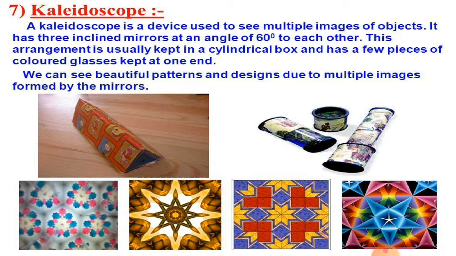A number of small pieces of different colored glass or plastic having different shapes are kept between the two glass discs, which can move around freely in the space between them. The colored glass pieces act as objects, and the inclined plane mirrors form multiple images of these glass pieces by repeated reflection, which look like a beautiful pattern or design. If we turn the kaleidoscope tube slightly, the glass pieces rearrange and produce a new pattern. The interesting feature is that we can never see the same pattern again.